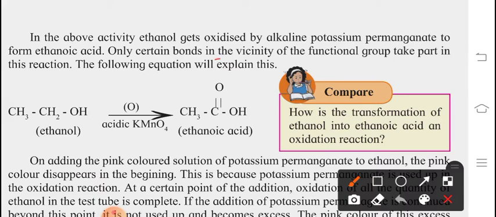Only certain bonds in the vicinity of the functional group take part in this reaction. So what have we taken? Ethanol. The reaction is CH3CH2OH, in the presence of potassium permanganate KMnO4, what are we getting? Ethanoic acid, that is CH3COOH.